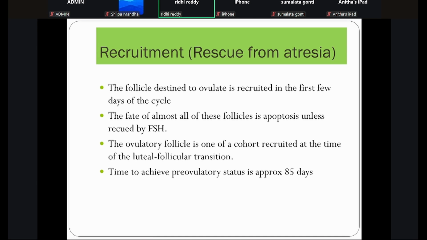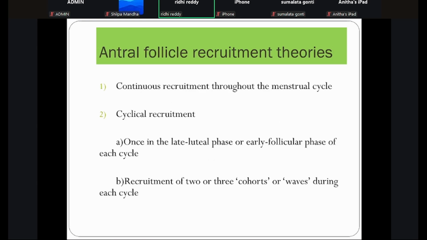So the follicle destined to ovulate is recruited in the first few days of the cycle. The fate of almost all of these follicles is apoptosis unless rescued by FSH. The ovulatory follicle is one of a cohort recruited at the time of the luteal follicular transition. The time to achieve pre-ovulatory status is approximately 85 days.